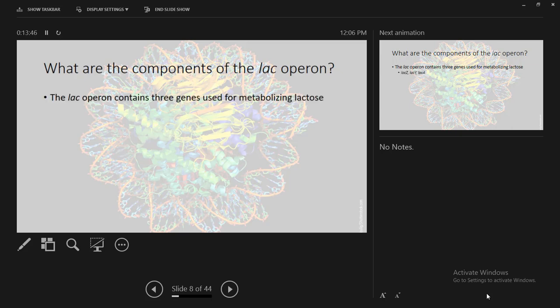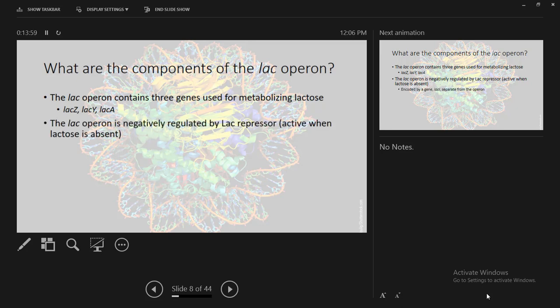All right. Lac operon contains 3 different genes, LAC-Z, LAC-Y, and LAC-A. We've already mentioned those. All 3 of those are necessary for the metabolism of lactose. We call this a negative regulated operon, where the default position is off. So the default position of this operon is off. The default position, that repressor sitting there, you're not transcribing it. And so it only gets turned on when lactose is present. When lactose is present, it gets turned on, and then you can metabolize that lactose.